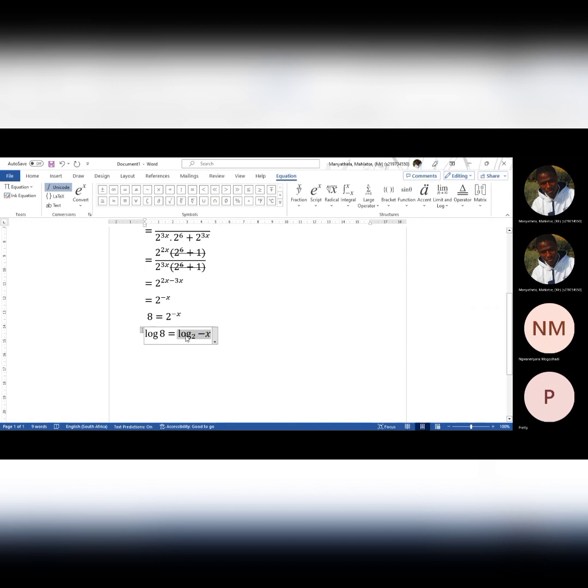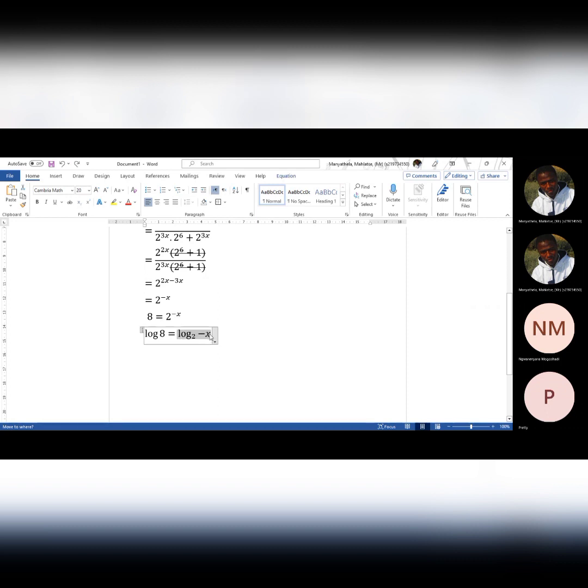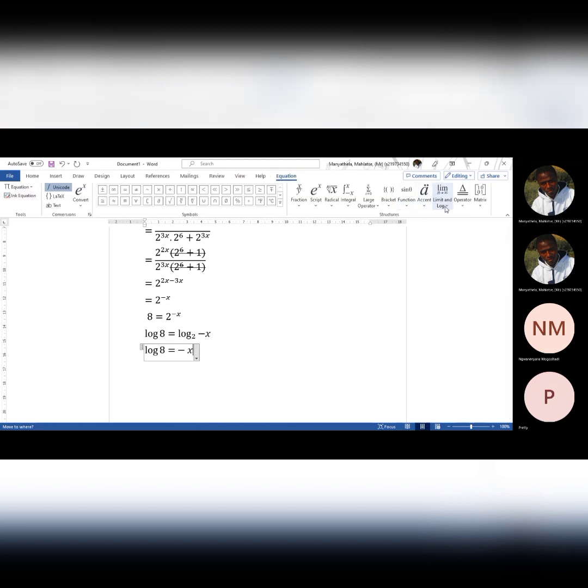We're going to copy. Using the law of logs, for the negative x exponent, we can write it as negative x log 2. So we divide both sides by log 2.